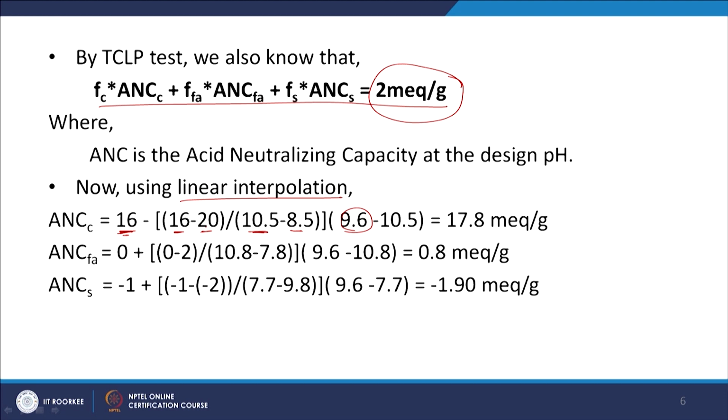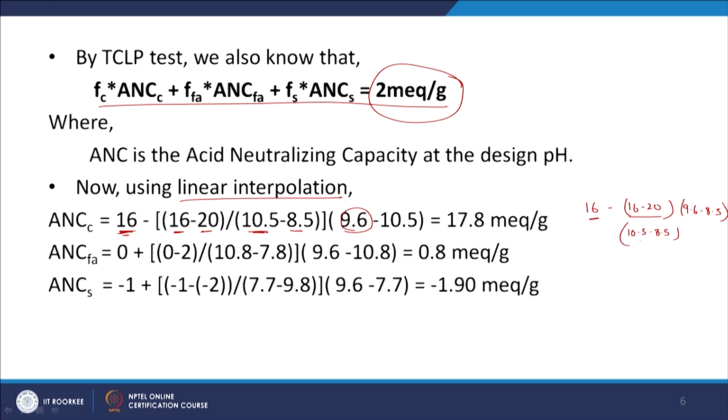So it is just nothing but linear interpolation, right. To write it in a better format, it is 16 minus 20 by 10.5 minus 8.5, or you can say the slope, or the rate at which it is changing, into the actual range that you are looking at, which is 9.6 minus 8.5, right. 16 is the one obviously at pH 10.5, right. 16 is the acid neutralizing capacity at pH 10.5, right.